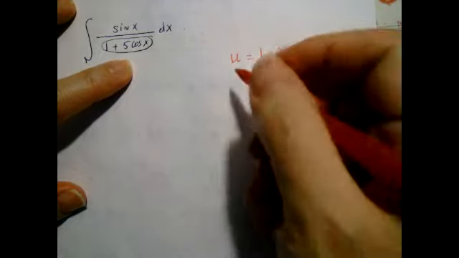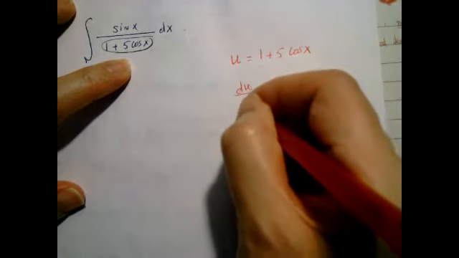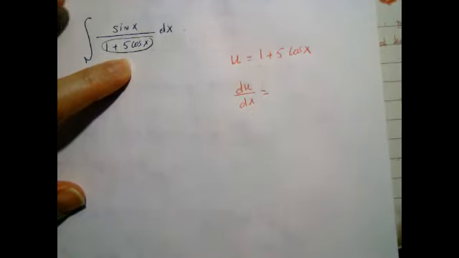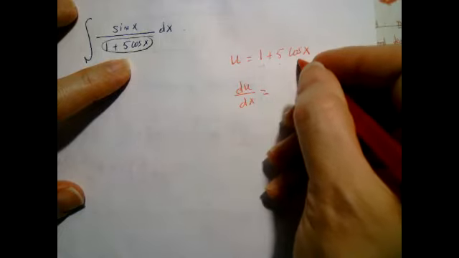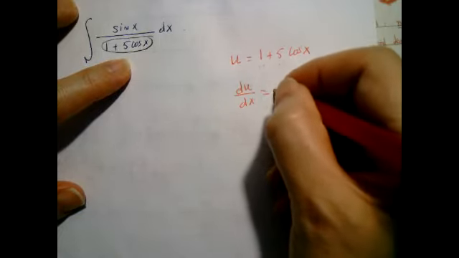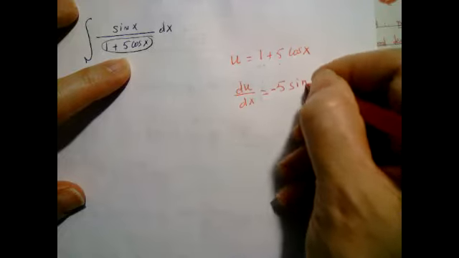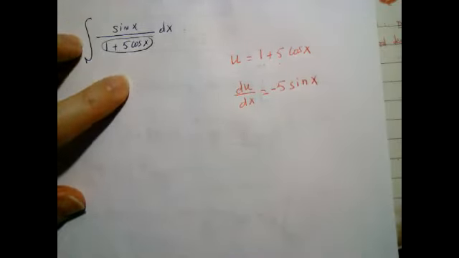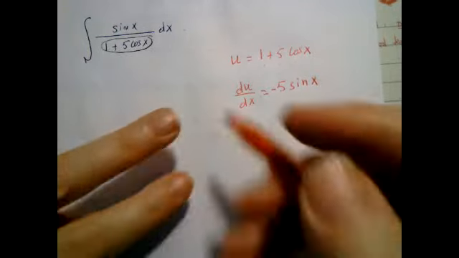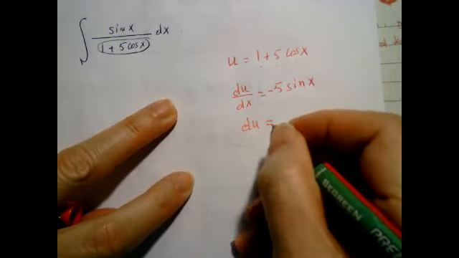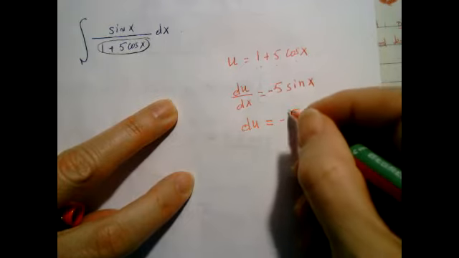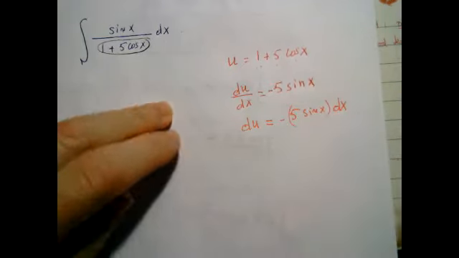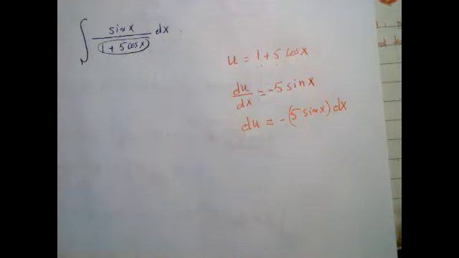So u is equal to that. So now we have to go after the derivative. What's the derivative here? Derivative of 1 is 0, plus derivative of 5 cosine x is 5, and there is a minus here, the sine of x. Okay, so now I isolate my du. My du is minus 5 sine x dx. Now I stop here and then I go back and do substitution term by term inside my integral.